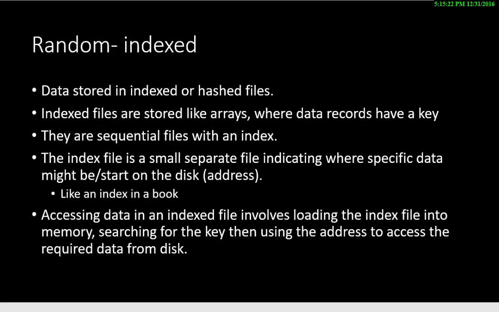So you have random indexed files or hashed files. These are normally used for databases, sequential files, but with an index. Now, you can imagine an index is like a book. You have a small separate area at the back where you can indicate where specific data might be or where it might start. So like an index in a book, it might be that you're looking for a certain amount of data, but you only have one that's close to it, but at least that gives you a starting point to quickly go to access your data.